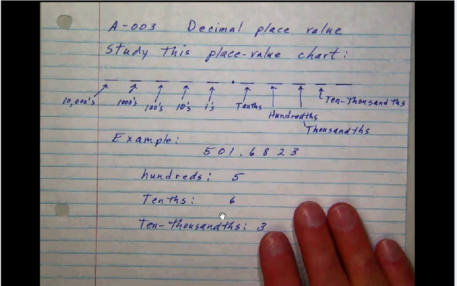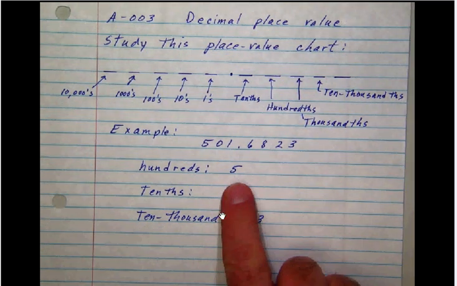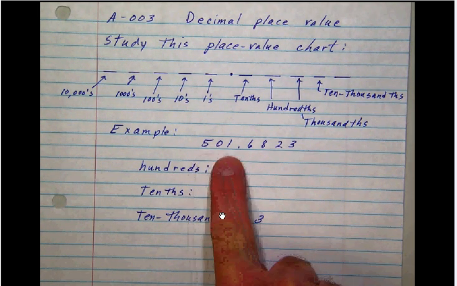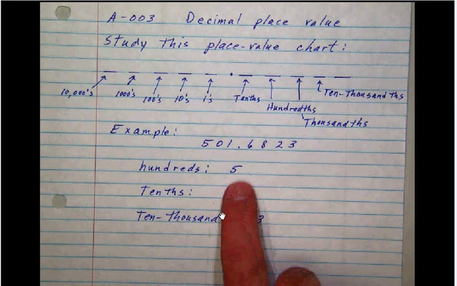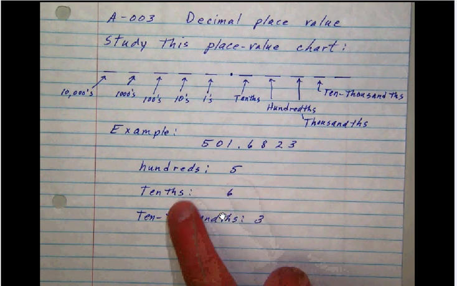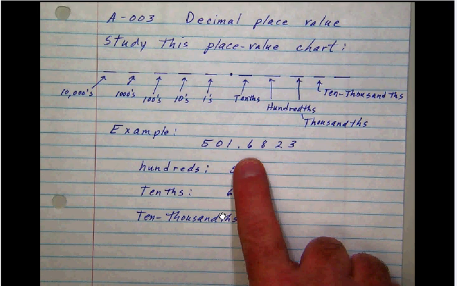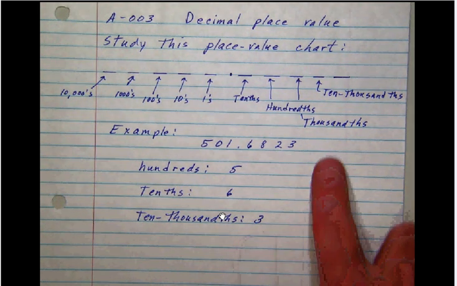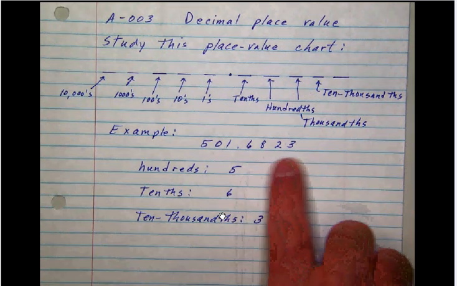I'll give you an example here. For example, in this case, the hundreds digit is 5. This was 501, and so the hundreds digit is 5. The tenths digit, one digit to the right of the decimal, is 6. Ten thousandths is going to be over here, and the 3 occupies that spot.